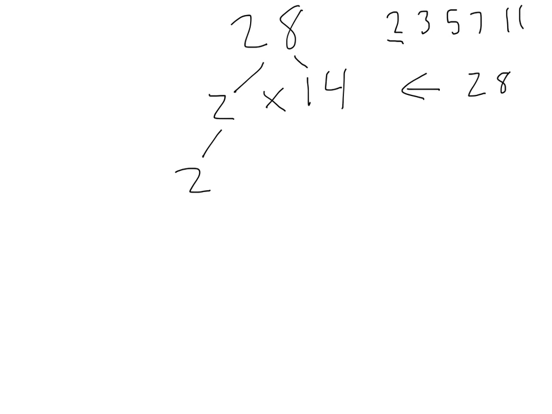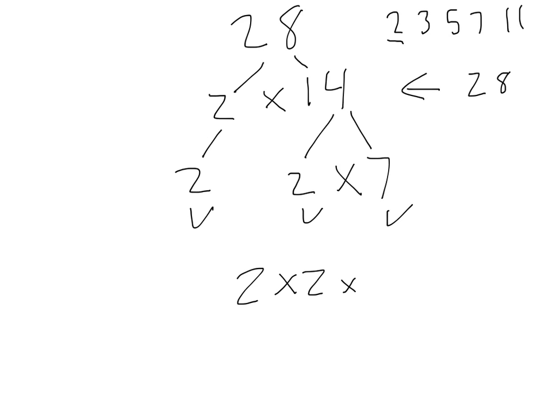2, and then 14 is going to split up with prime numbers. I'll use the lowest I can again. Does 2 go into 14? It does. So now 2 times something else makes 14. It's 7. 2 is prime. 2 is prime. 7 is prime. They're all prime, so that's going to be my prime factorization. 2 times 2 times 7.